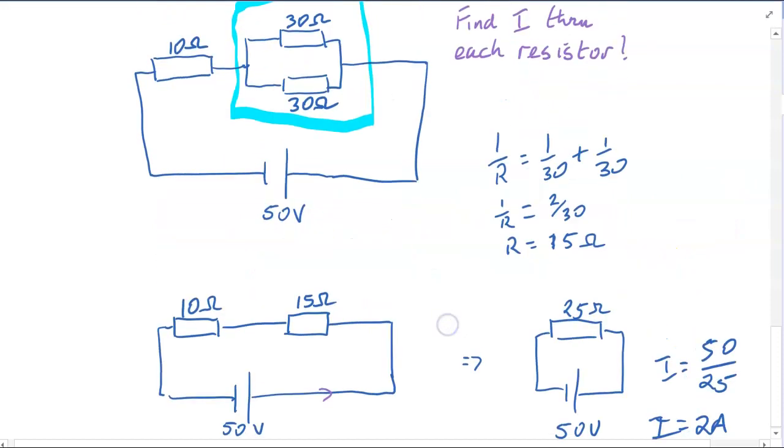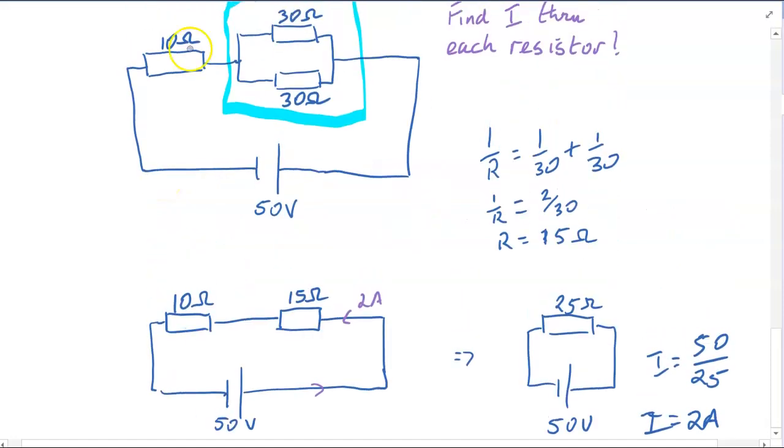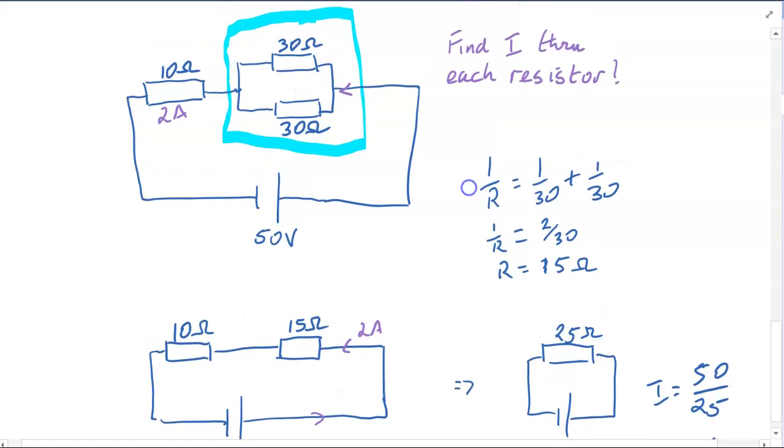Now, we'll work our way back. We're not going to go straight back up here. We're going to work our way back. So we know that we have 2 amps going through this, and we have 2 amps going through this here. So first part of the question is answered. But the second part of the question, we have 2 amps coming in here, but some goes up here and some go down here. Now, you might say, aha, but they're equal resistors, so they get equal current, and you'd be absolutely right.